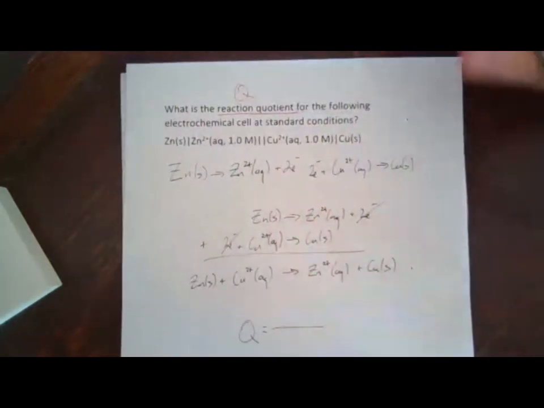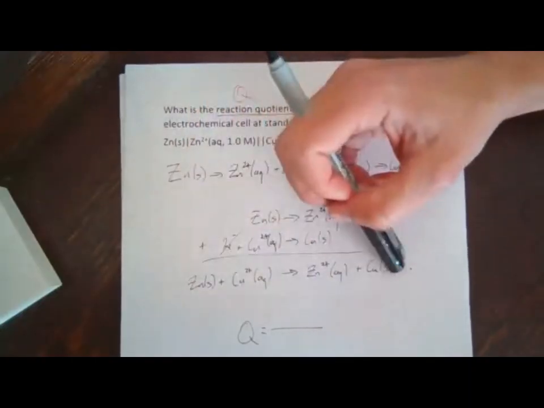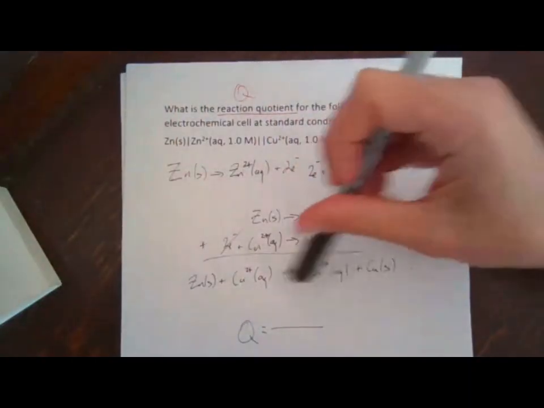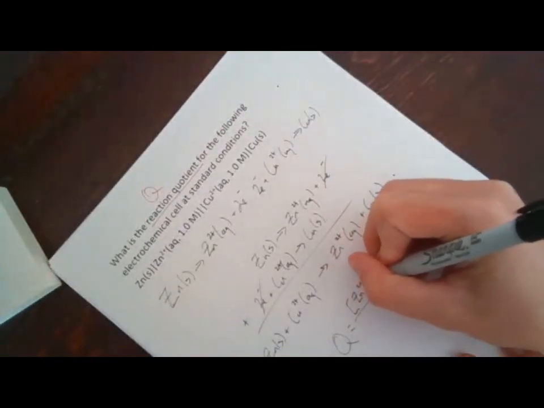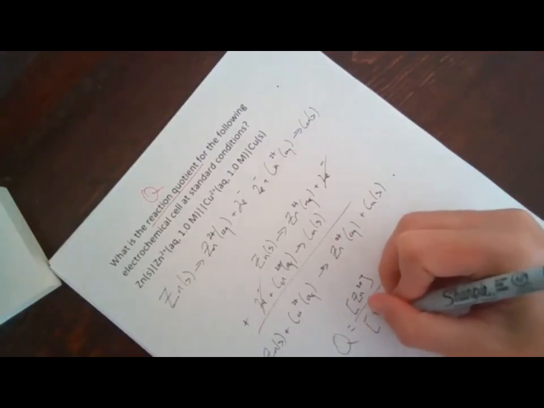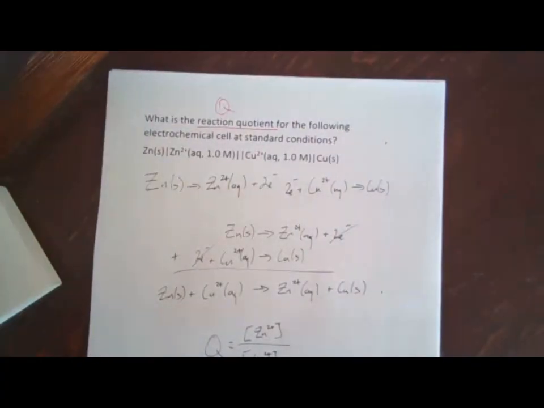We know the idea is a ratio, just like our equilibrium constant, of products over reactants. We don't worry about the solids because they're solid. We only care about the aqueous, so the concentration of the zinc 2 plus and the concentration of the copper 2 plus. So that's going to be my generic expression for the reaction quotient.